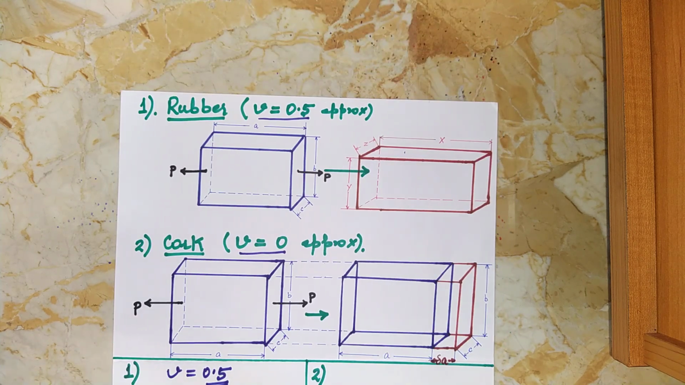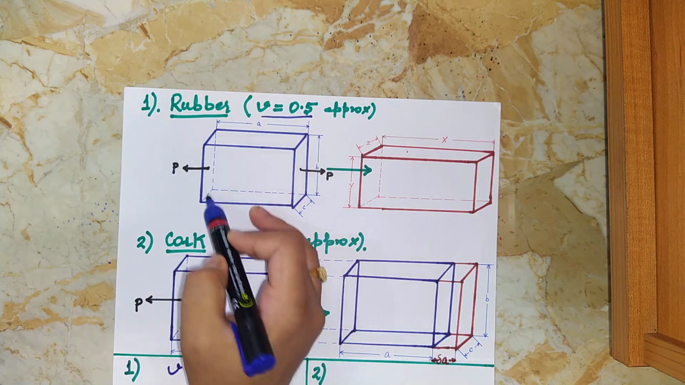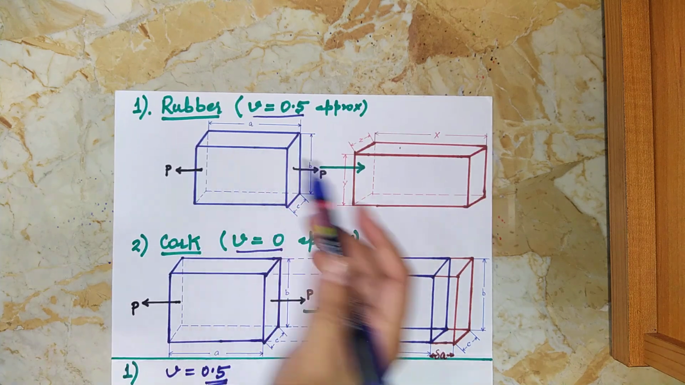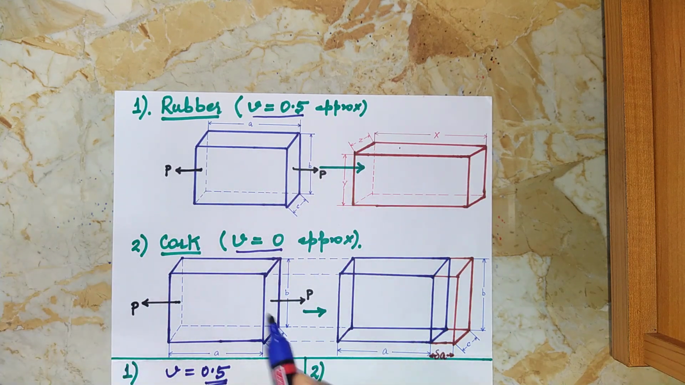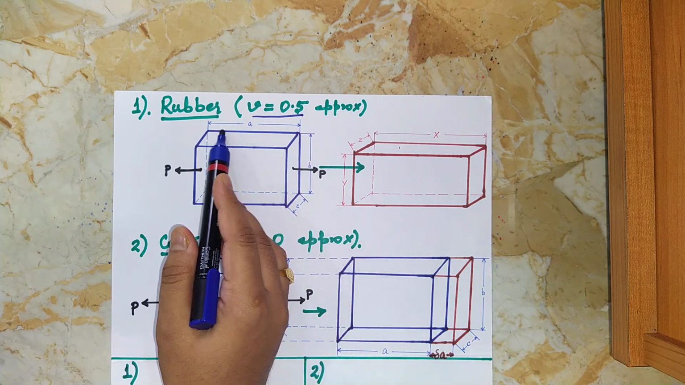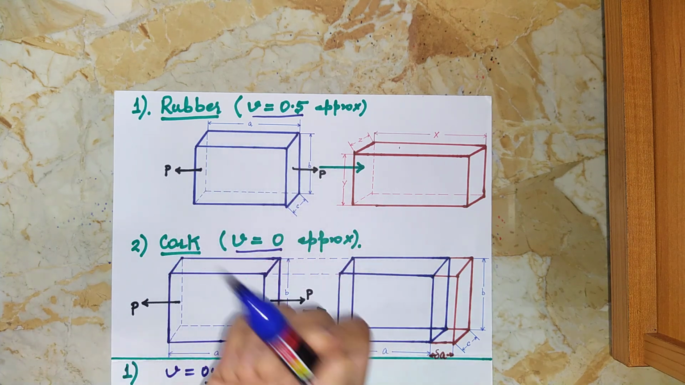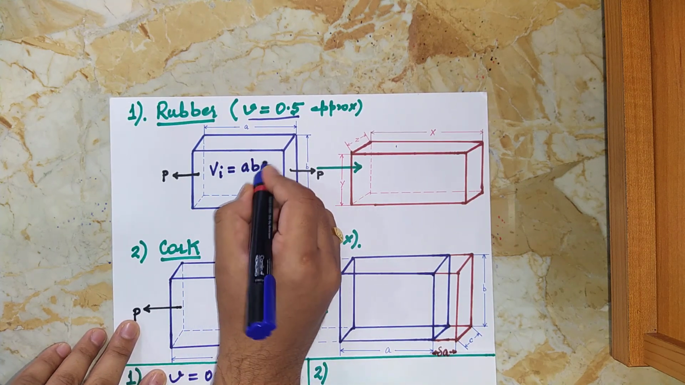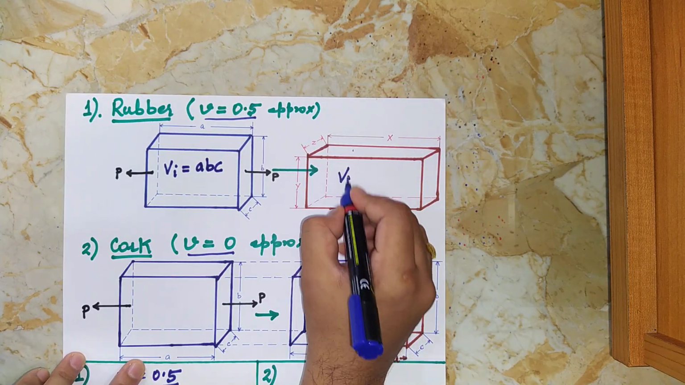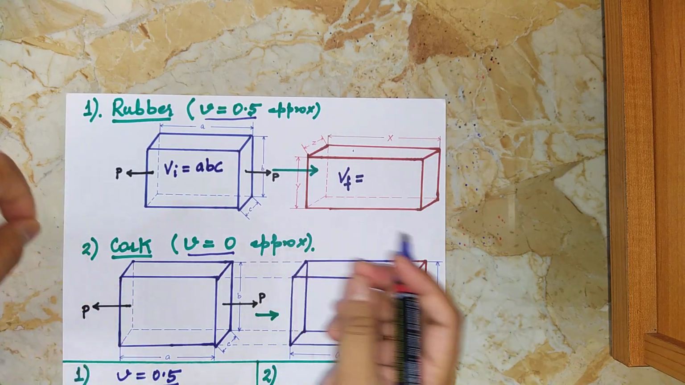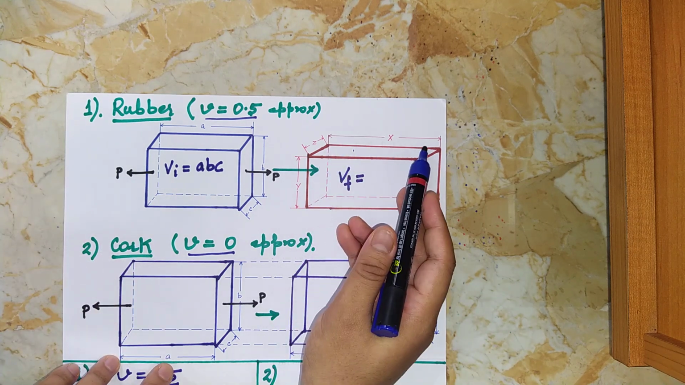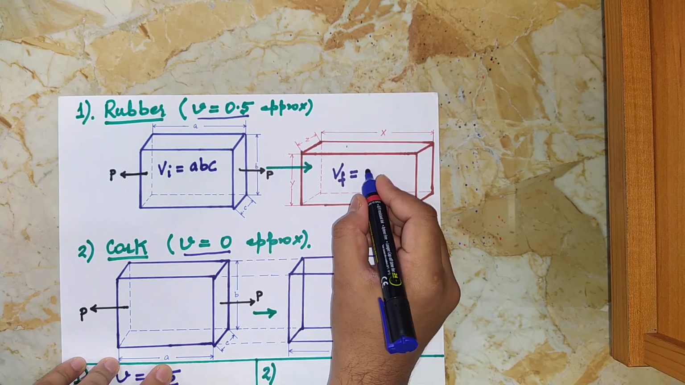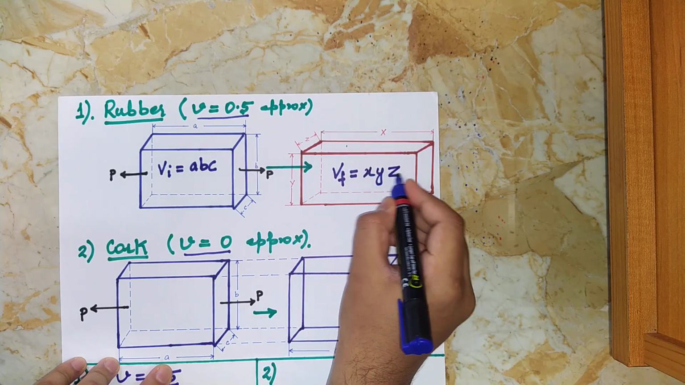Okay, so here with the help of this diagram, we'll try to understand. We'll take a prismatic bar and we'll elongate it along the axial direction applying a load P. The initial dimensions were A, B and C in the X, Y and Z direction, and initial volume will be the product of the side lengths, that is ABC. Now what will be the final volume here? As we elongate it, the final dimension in the X direction becomes X, in Y direction is Y and Z direction is Z. So final volume will be XYZ.